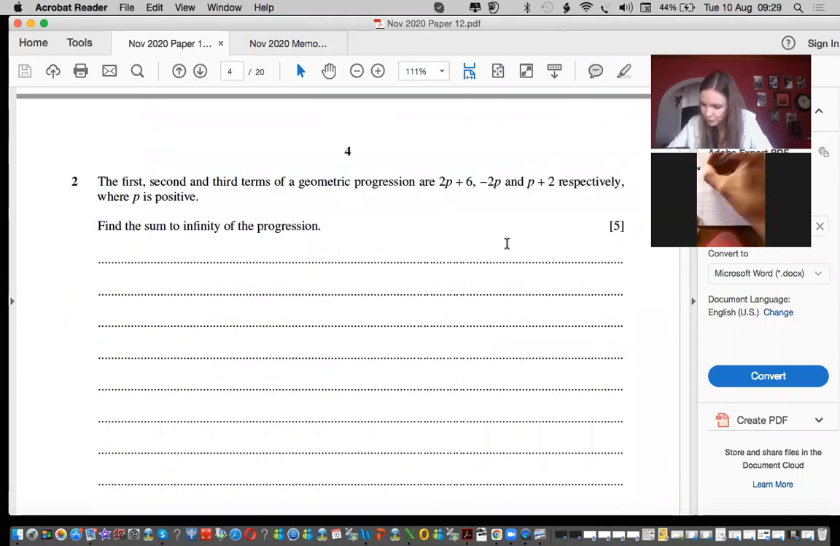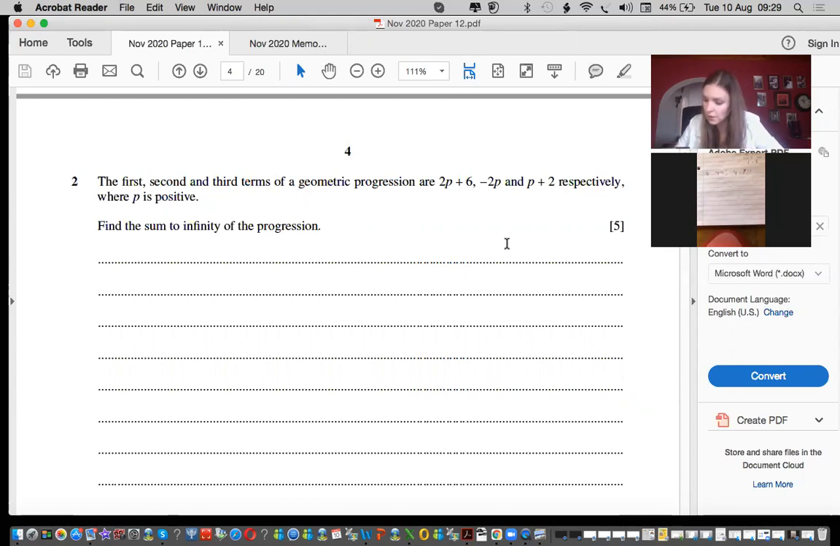Number 2, also watching the clock. Hey, we need to do this in under an hour 50 minutes, maybe an hour 30 minutes, because then we can still check. The first, second, and third terms of a geometric progression. That means there's a constant ratio. 2p plus 6, minus 2p. So these are our first 3 terms. I'll just copy correctly, p plus 2.